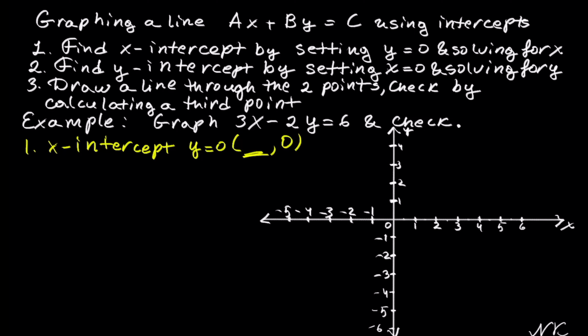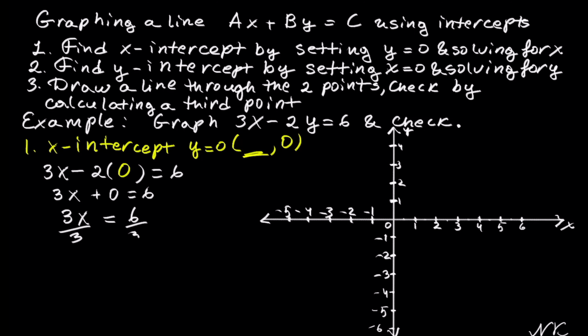We take the original equation of 3x minus 2y equals 6 and substitute 0 for y. This will give us 3x, negative 2 times 0 is 0, equals 6. This gives us 3x equals 6. Divide both sides by 3, and x is equal to 2. So when y is 0, x is equal to 2. This is our first point.